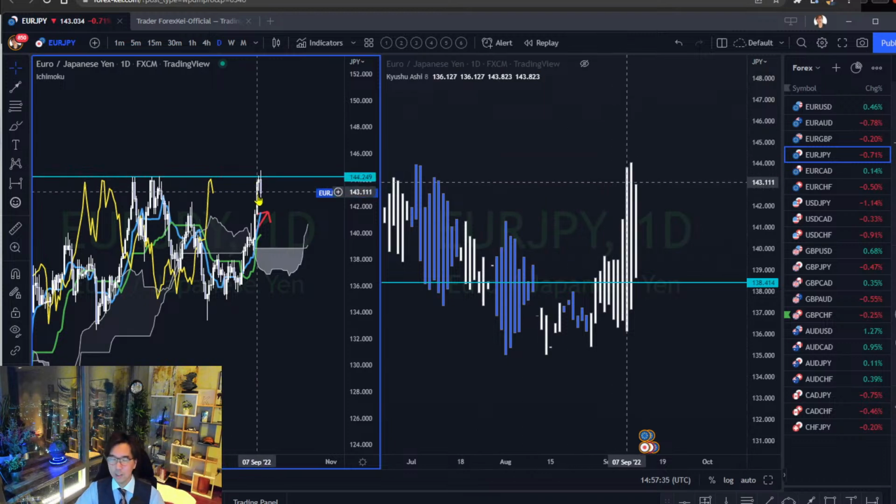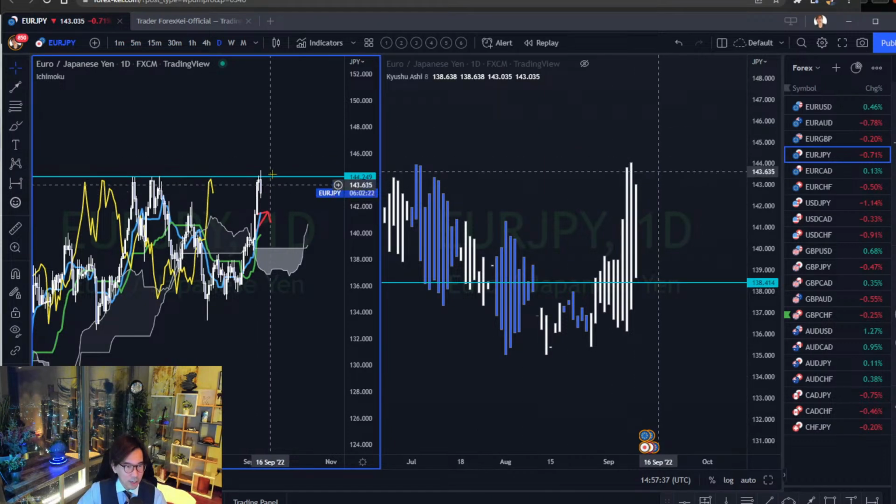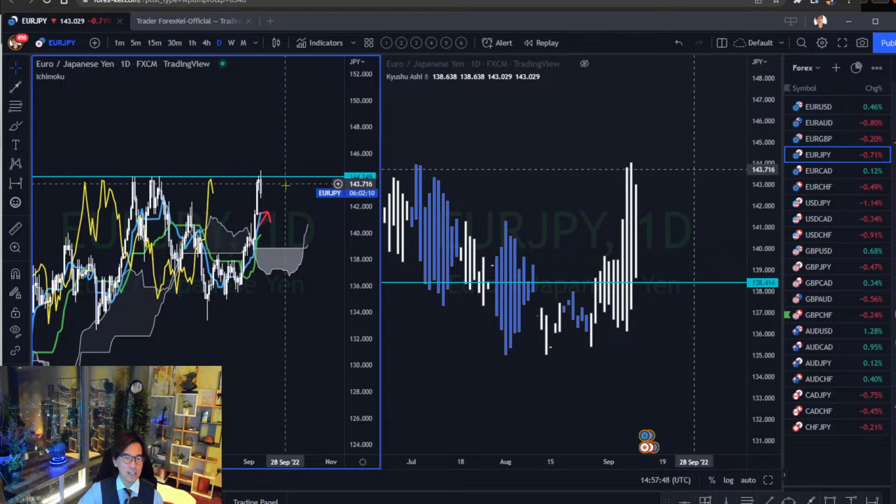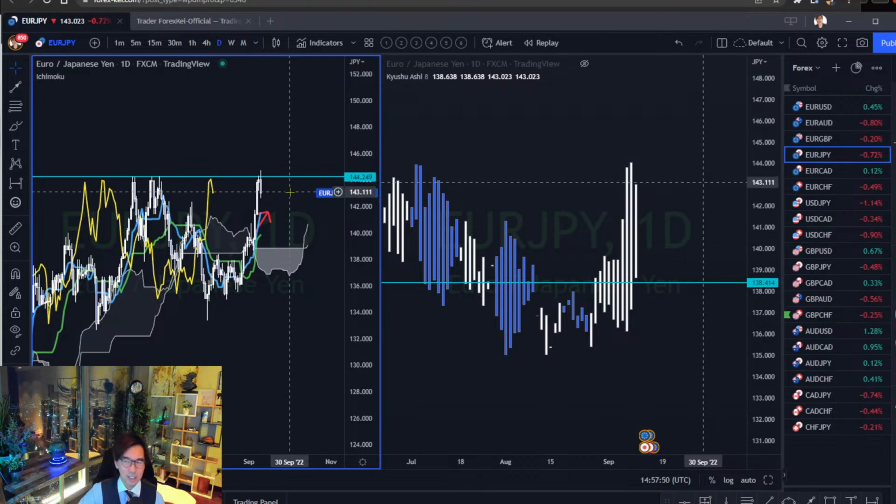Most likely I wait for the breakout of the resistance, or I wait for the P wave, ascending P wave to happen in the 4-hour time frame, so that most likely it breaks the resistance, and then I enter trade before the breakout, if that is the case.